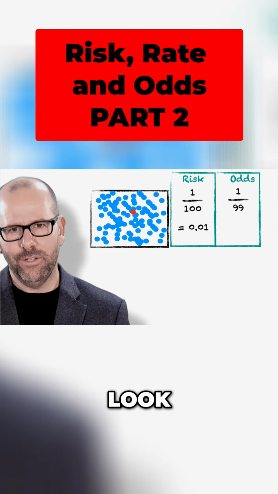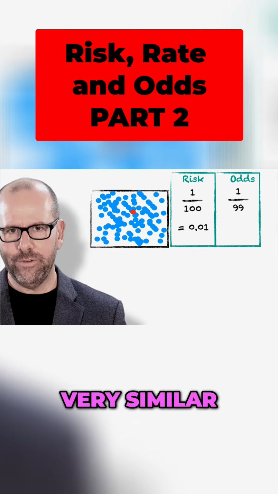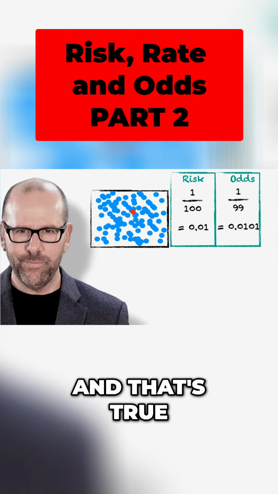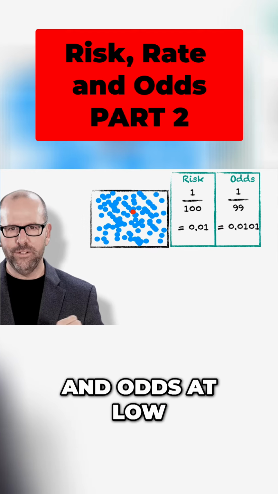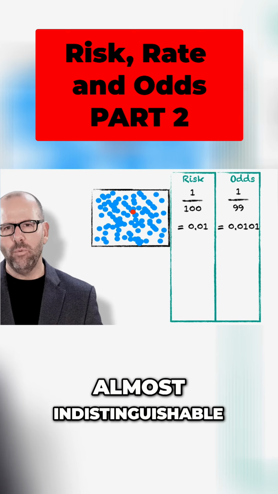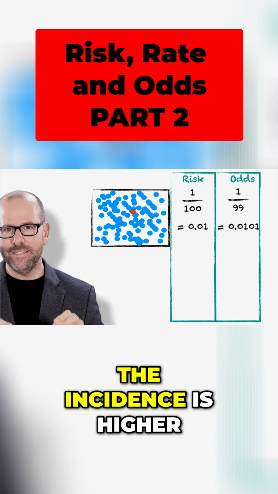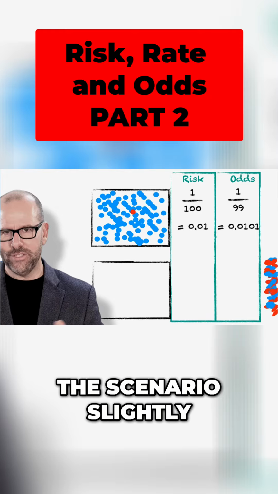So you might say to yourself, look, the risk of sneezing and the odds of sneezing in that movie are very, very similar. And that's true. When you're talking about risk and odds at low incidence, they are very similar, almost indistinguishable. Where the difference between them becomes more apparent is when the incidence is higher. So let's change the scenario slightly.